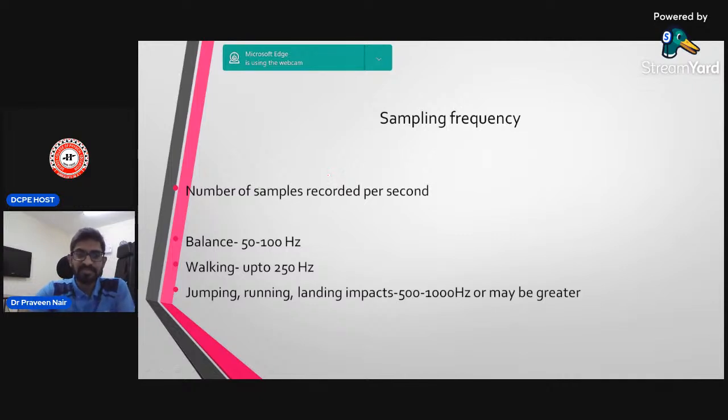So this sampling frequency is just like your frame rate. I will tell you using a very simple example. For example, this is a force plate, and I have a ball which is bouncing. I am trying to bounce the ball on the force plate. The ball will collide with the force plate, and it will go vertically up. Okay, so if I'm using low frequency, suppose let's say 100 hertz.